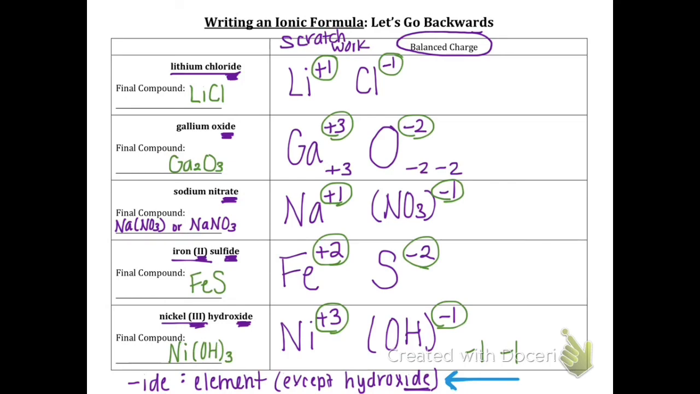Okay, let me just write it off to the side really quick. If you just write NiOH3, that means you only have 3 hydrogens, but that's not what you're trying to say. You want to say, I have 3 hydroxides, 3 of this OH, to cancel out my 1 nickel.